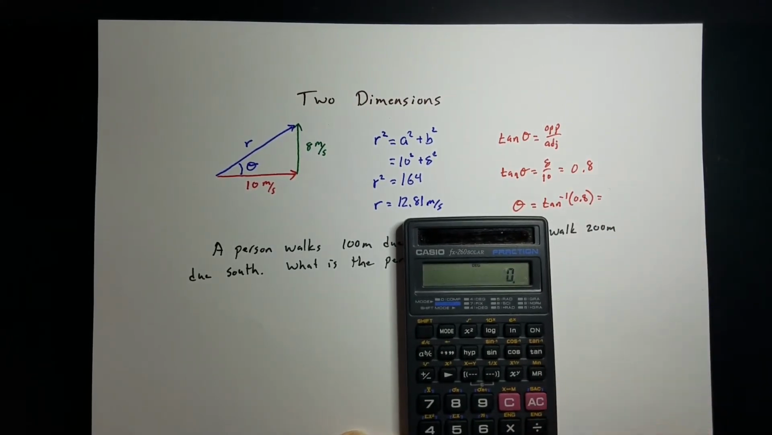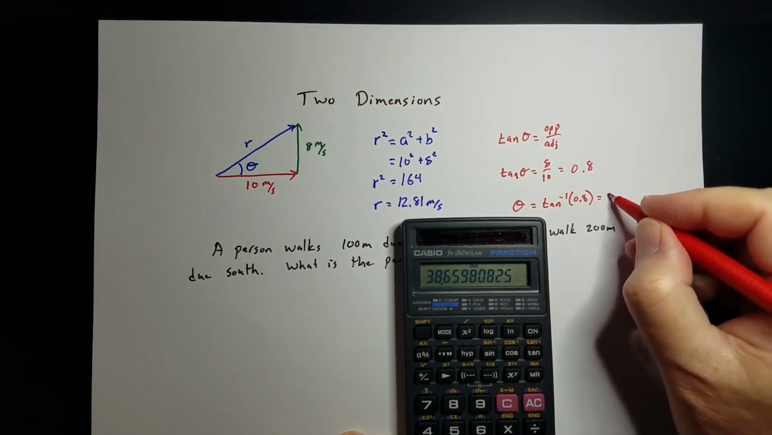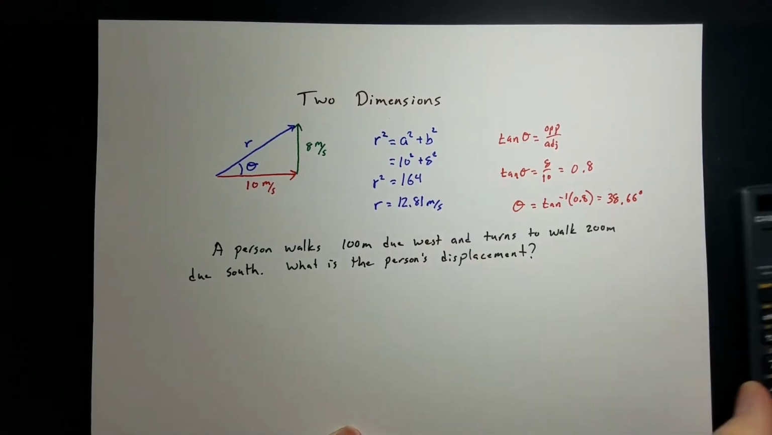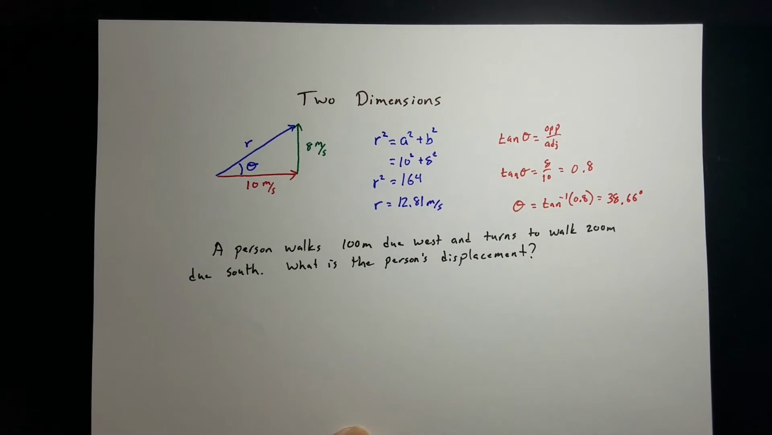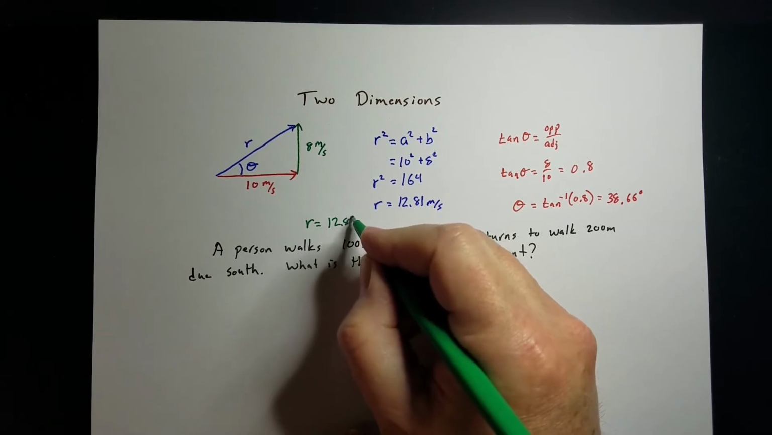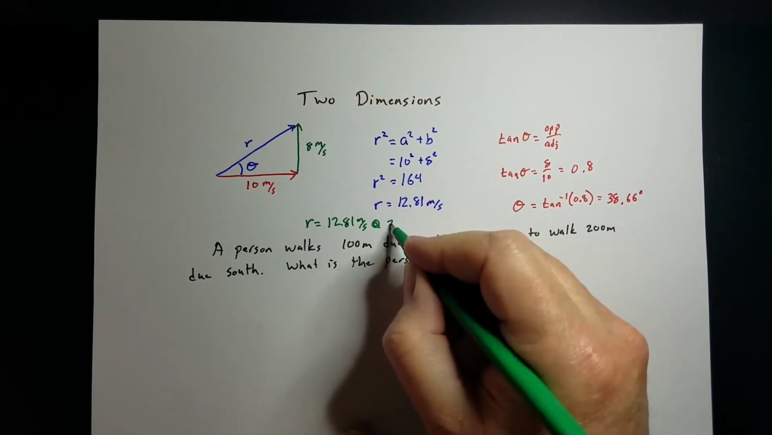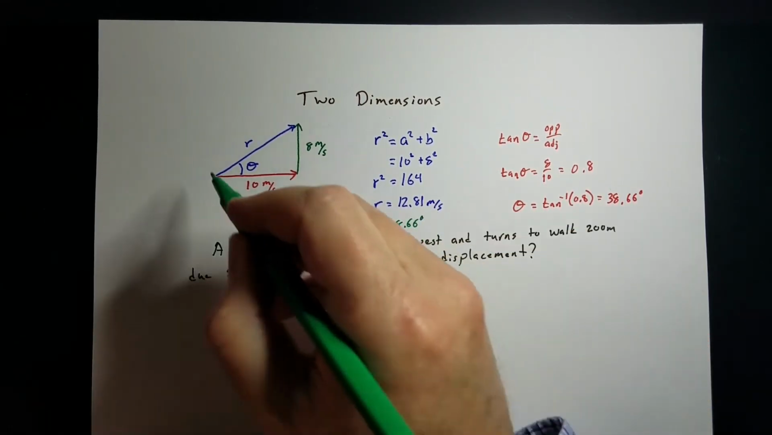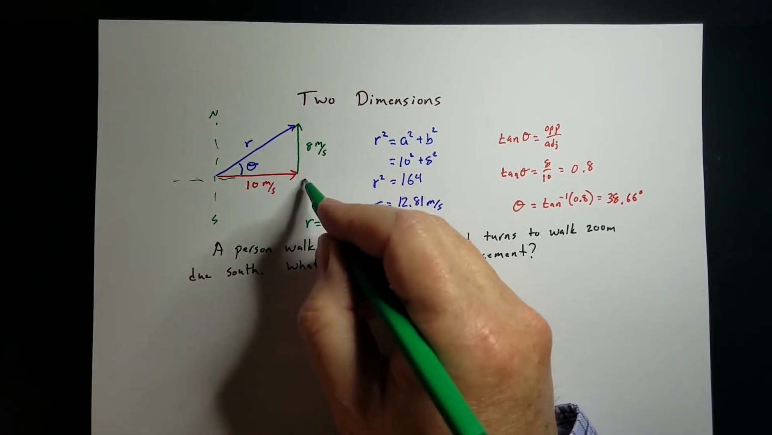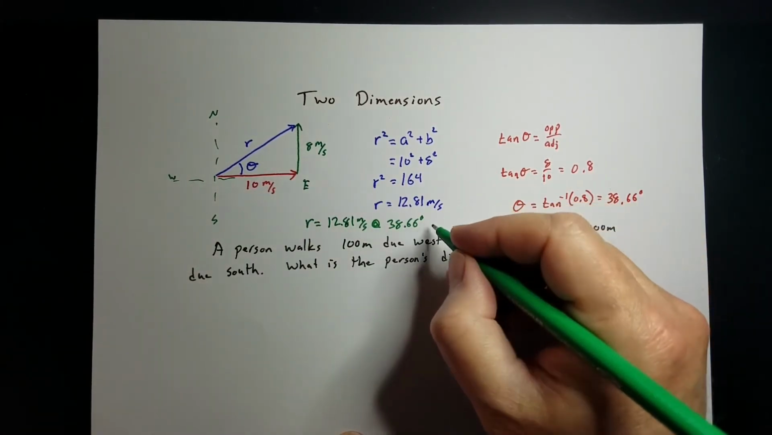And so 0.8, take the arctangent, we get 38.66 degrees. So if I want to write that out as a vector, I would say my resultant is 12.81 meters per second at 38.66 degrees. And if we were doing north, south, east, west, that would be north of east.